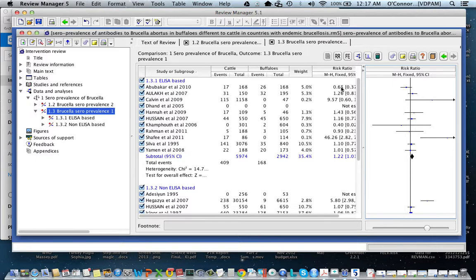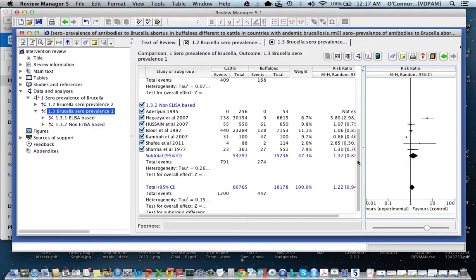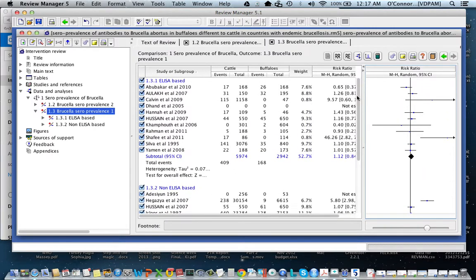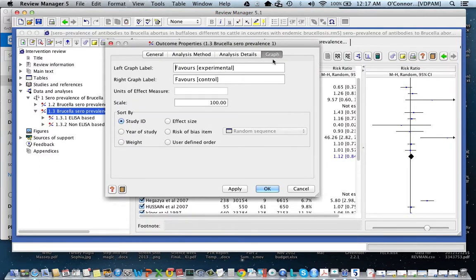So again, I'm going to change to the random effects, and I'm going to have a look at the scale that I have. I don't like it going to 100. I'm going to change this. When I look at most of the numbers, apart from a few real outliers, they're mostly less than 5. So I'm going to go in here to Properties. I'm going to go to this tab called Graph, and I'm going to change it to 5.